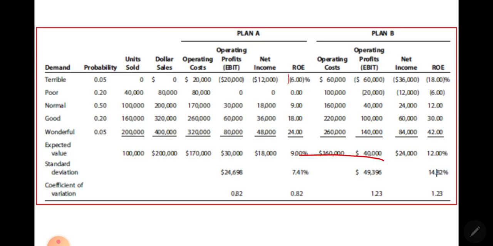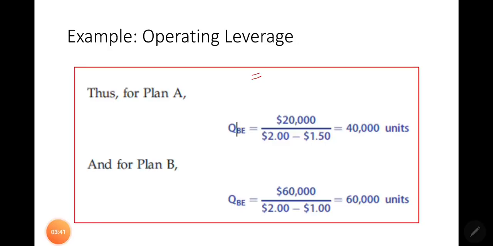So the formula for this was fixed cost divided by selling price minus variable cost. So the fixed cost for plan A was 20,000, selling price was 2 and the variable cost was 1.5. So this means 40,000 units. According to plan A, if the business produces 40,000 units, they will break even. And for plan B, the fixed cost was 60,000, the price was 2 and the variable cost was 1. So for plan B, at 60,000 units, the business will break even.